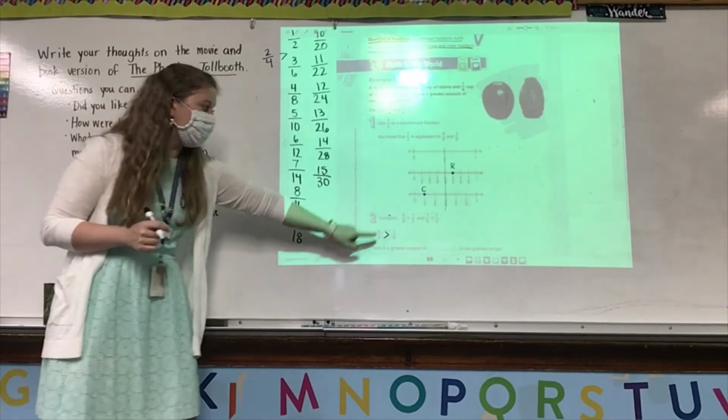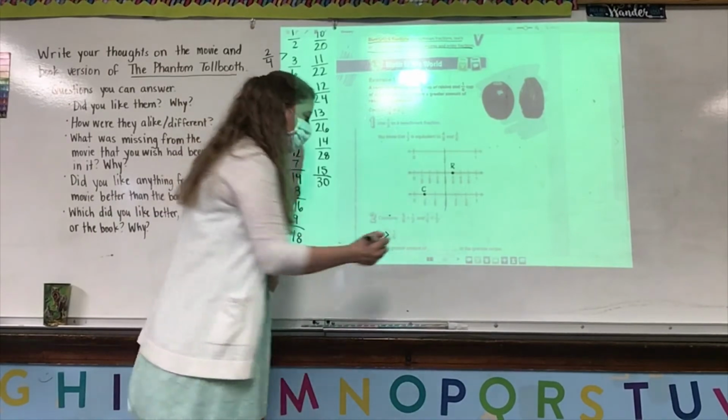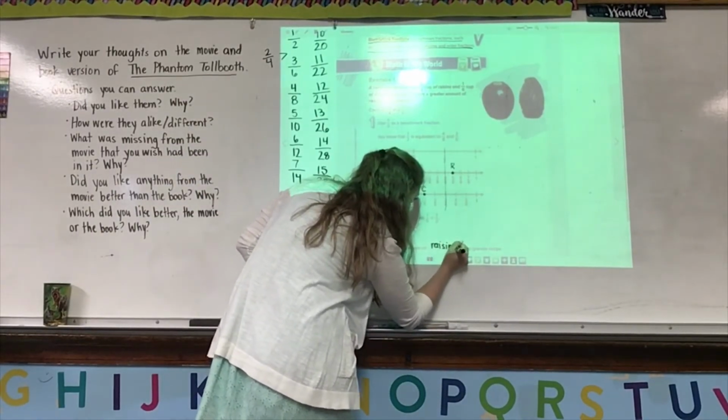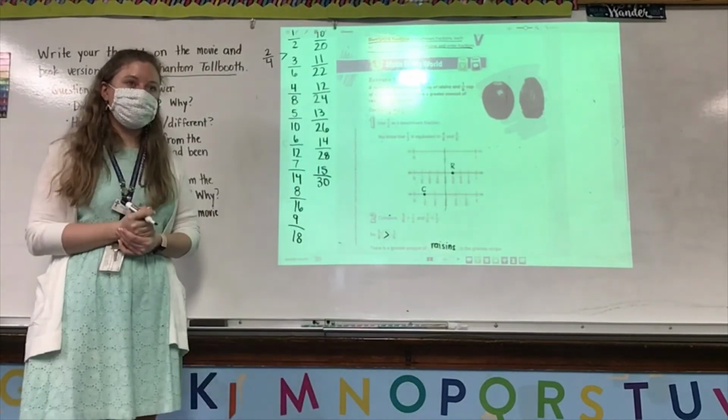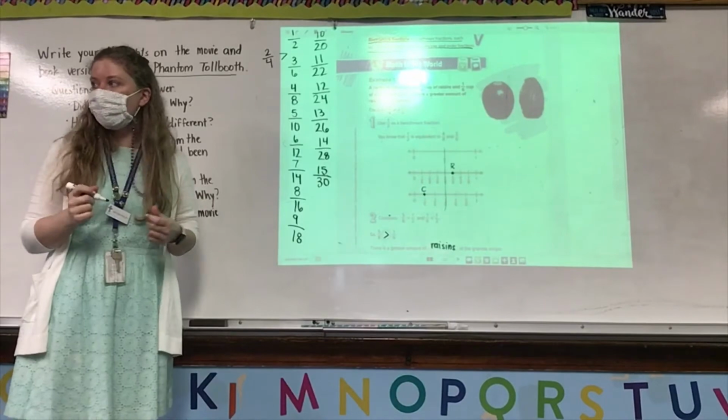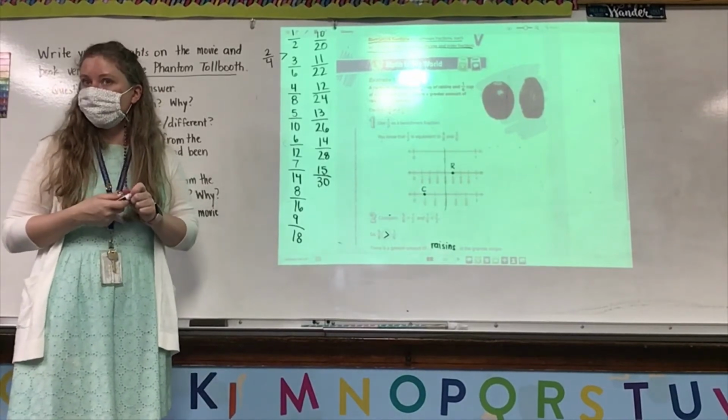So there is a greater amount of raisins in the granola recipe. This is the most important thing to remember when you're using these number lines.